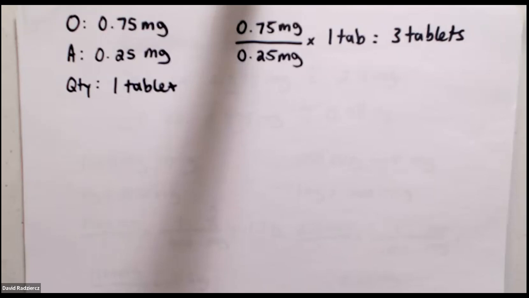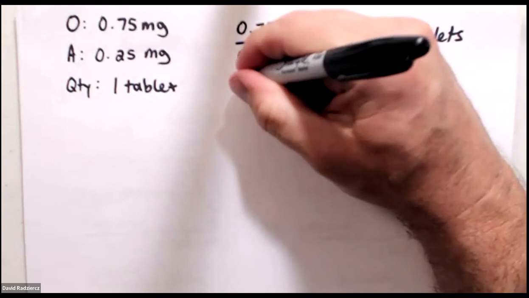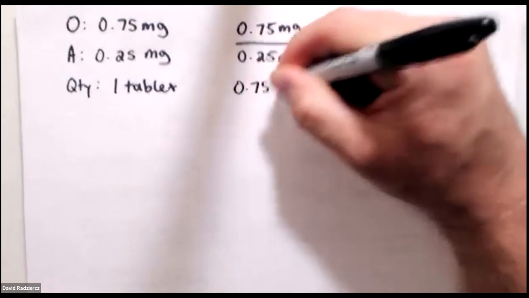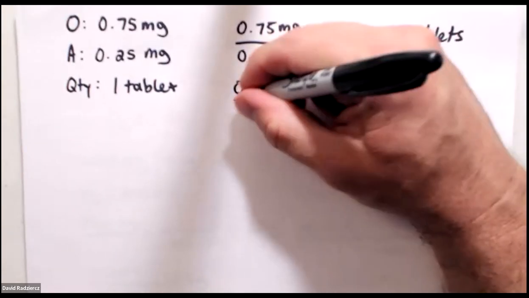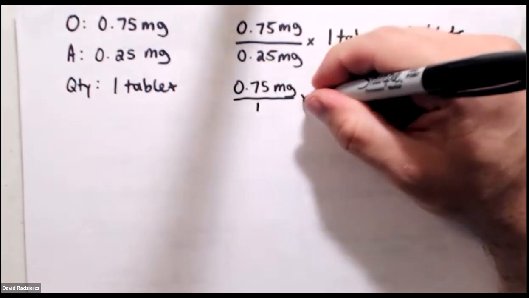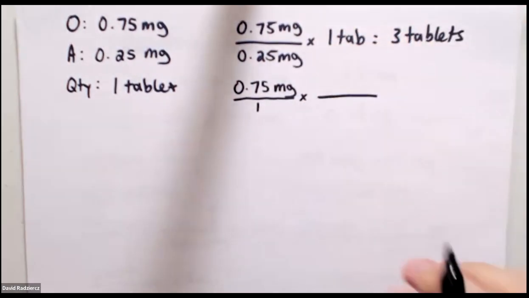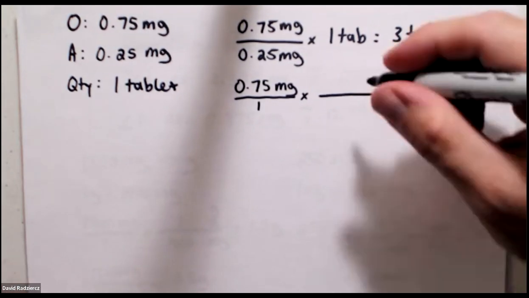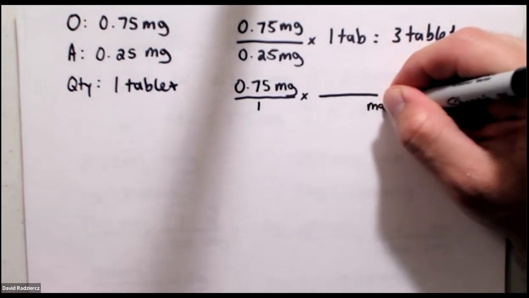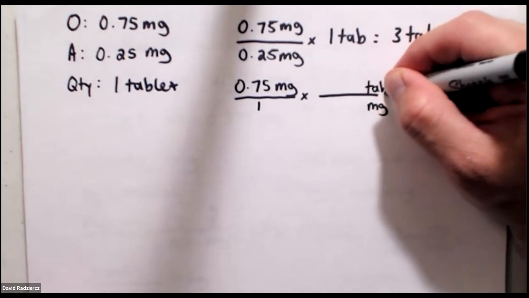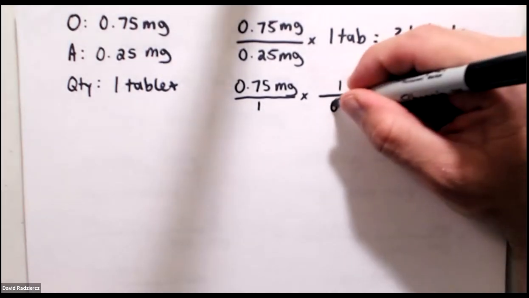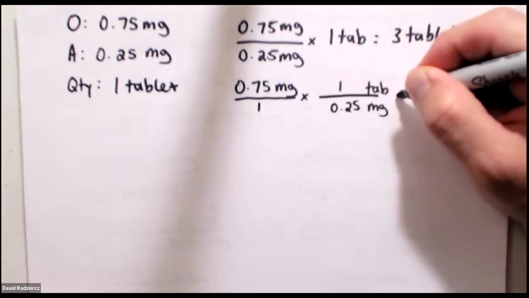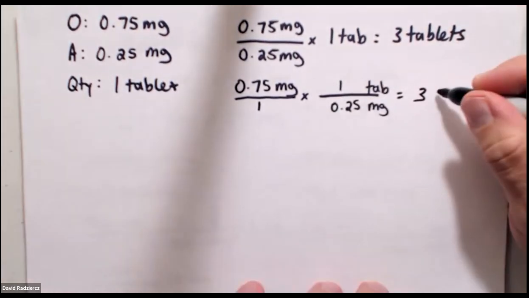If you were going to do this question following dimensional analysis, I would set it up like this. I would start off with my order. Then my conversion factor would be, we want to get rid of milligrams and we want tablets. And we know that 1 tablet is 0.25 milligrams. And I'll get the same answer.